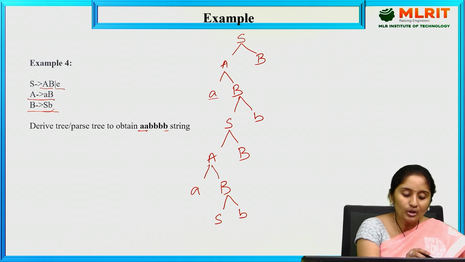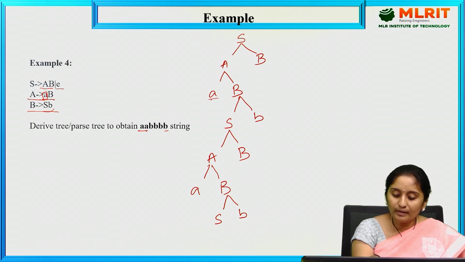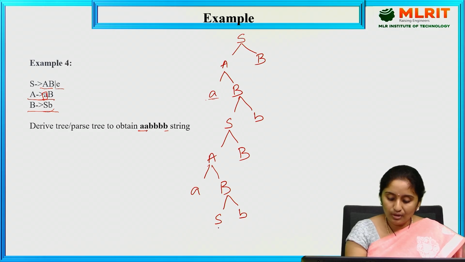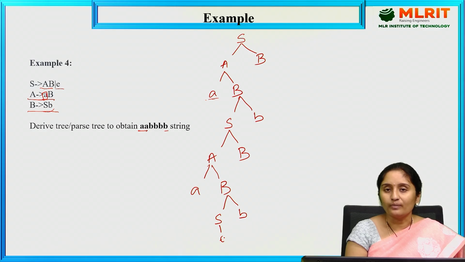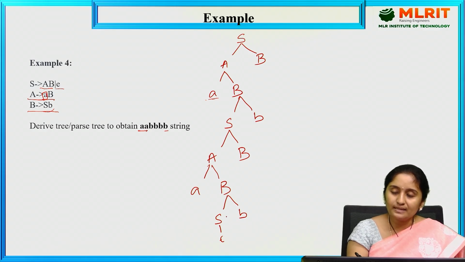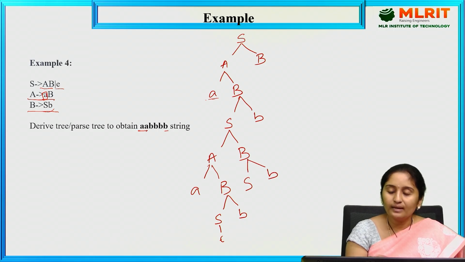I cannot replace S with AB. Why? Because AB again has an A, and I have already read two A's, so I cannot take this A. So I replace S with epsilon. This part is completed, so I will check the next non-terminal. Again B produces SB, and this S is replaced with a non-terminal.